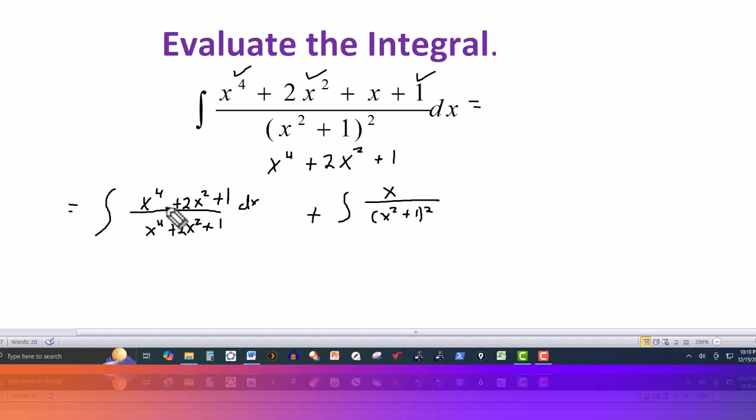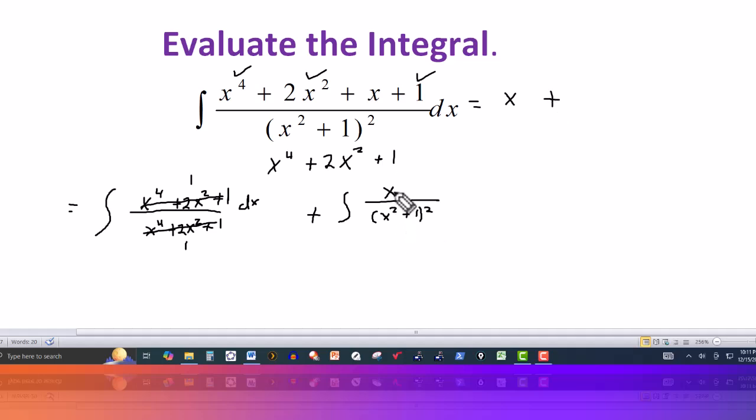And notice, the first integral, I got x to the fourth plus 2x squared plus 1 over x to the fourth plus 2x squared plus 1. Those divide out, so all I get is 1. So that's the integral of 1 with respect to x. So the value of the first integral is just x. And that's going to be plus.